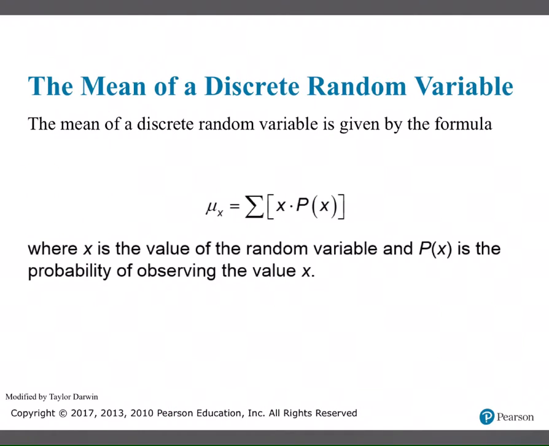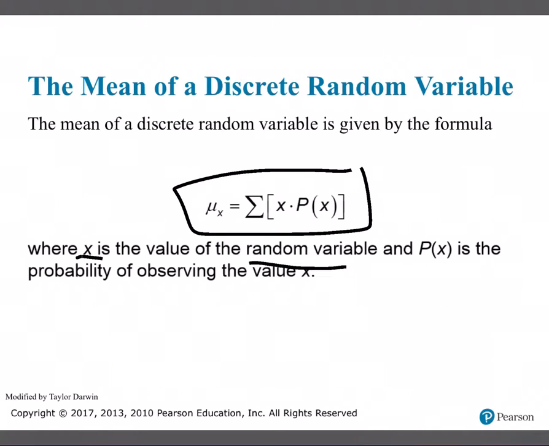The mean of a discrete random variable. So we've talked about means before when we added all the values up and divided by however many there are. You can also find a mean for a probability distribution, and it is given to you with this formula. It's mu sub x equals the sum of x times p of x. X is, again, the random variable, and p of x is the probability.